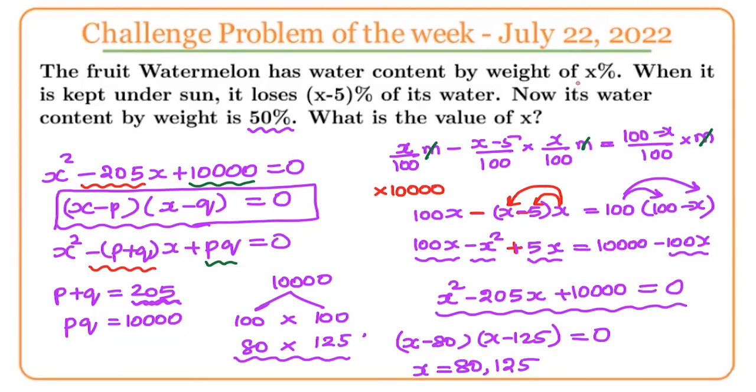Now, we started off with x% of water content. That means x cannot be greater than 100. The entire watermelon fruit has both water and solid, and water cannot exceed 100%. That means this solution 125 is not possible. So we are left with x equal to 80 as the solution.